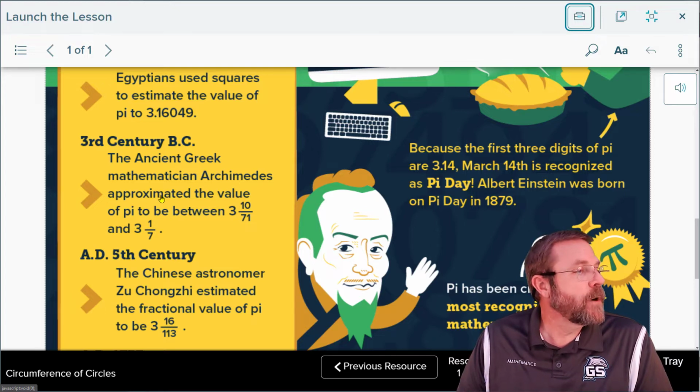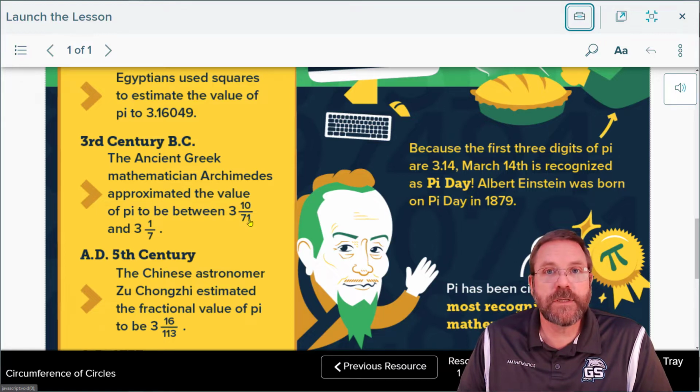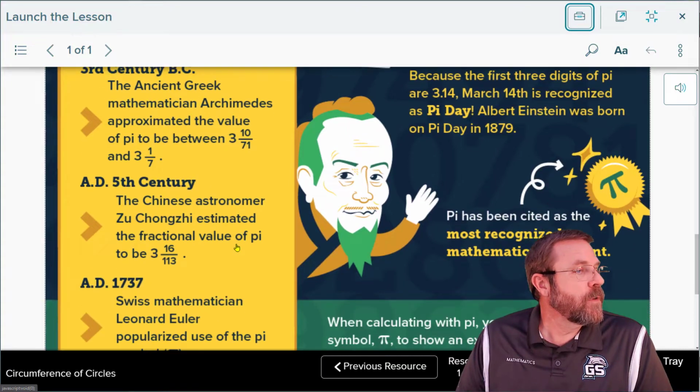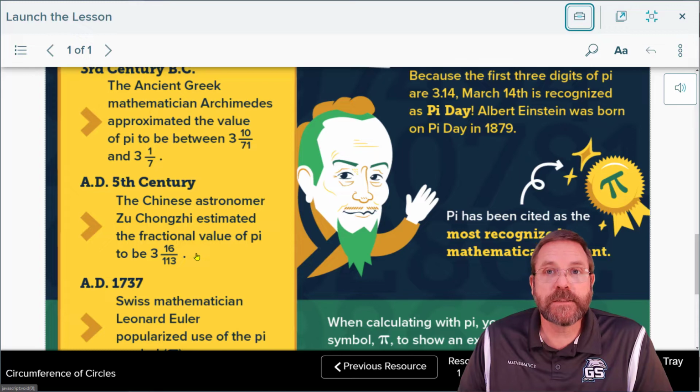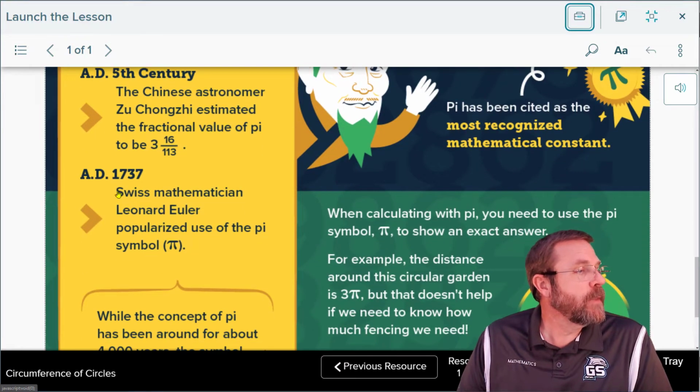Then in the 3rd century, the Greeks got in the game, and the mathematician named Archimedes, the famous dead Greek guy, approximated the value of pi to be between 3 and 10/71 and 3 and 1/7. Moving along, 5th century, Chinese astronomer Zhu Chongzi estimated a fractional value of pi to be 3 and 16/113. I know this means absolutely nothing to you. And then in AD 1737, Swiss mathematician Leonhard Euler popularized the use of the symbol pi.